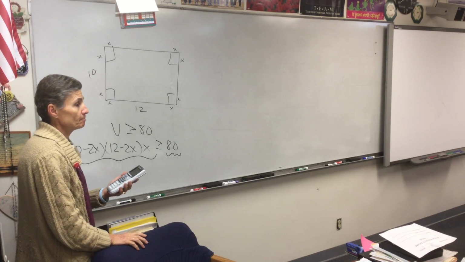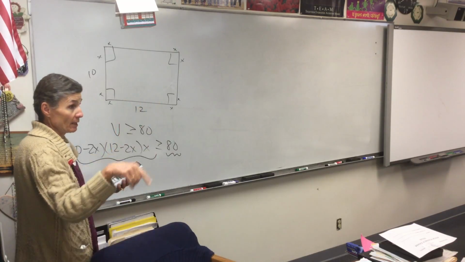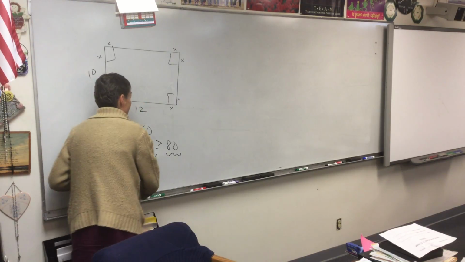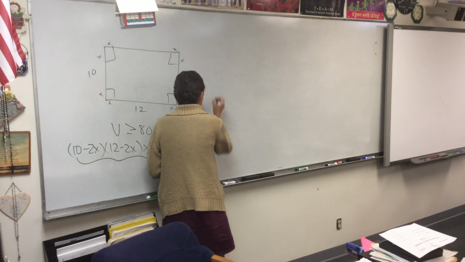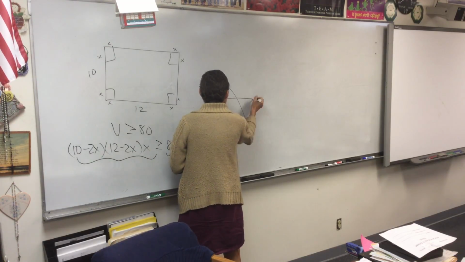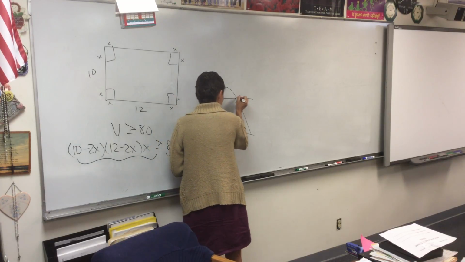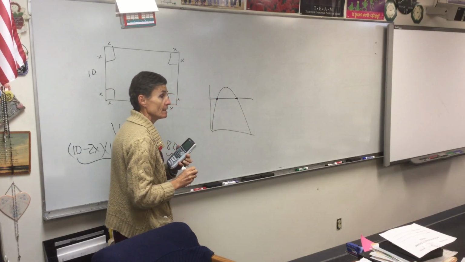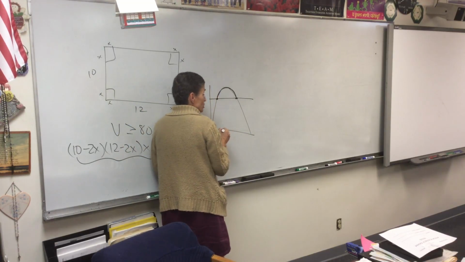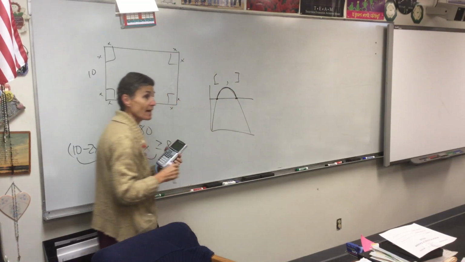All right, what happened? What do you see? Do you see your parabola like usual, and then you see a line going through it. Now, you want the volume to be at least 80. At these points right here, would you agree it's 80? It is more than 80 here, right? So our answer is this point to this point. Would you agree with that?